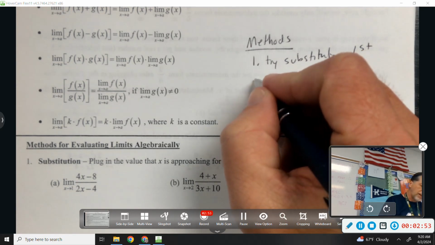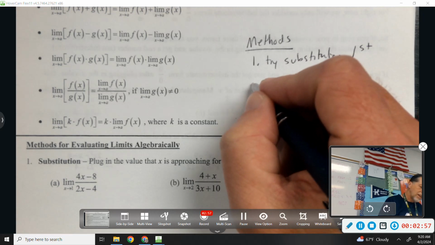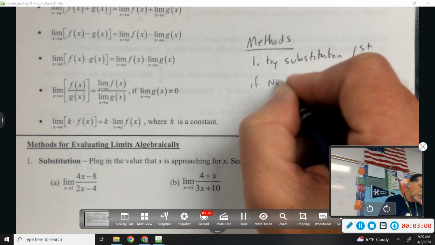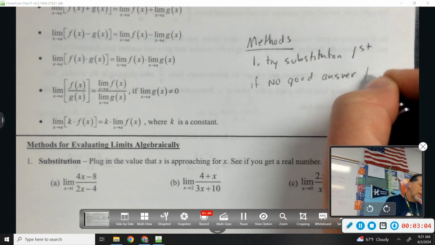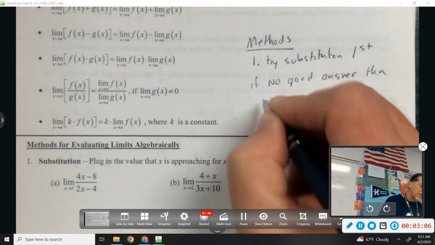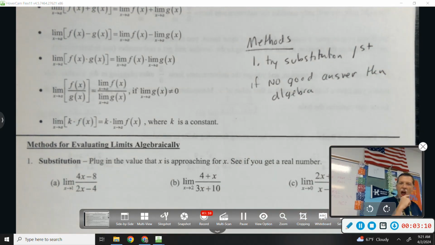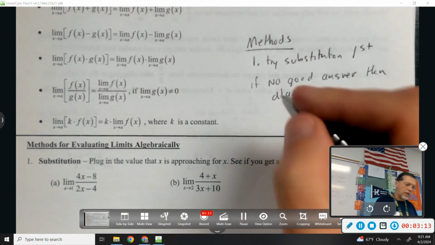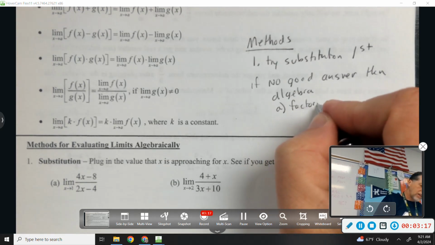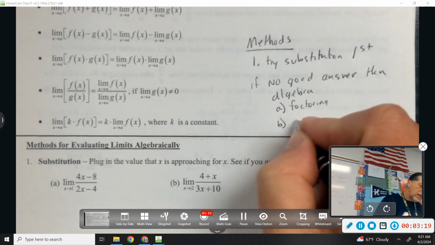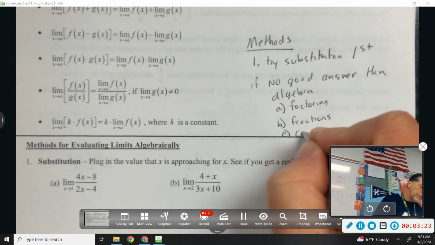So how to say that? If you get an answer, you're good. If something weird happens, then say if no good answer, talk about what that means in a minute. Then you have to try some of our algebra tricks. And our algebra tricks are factoring, dealing with fractions, and dealing with conjugates.